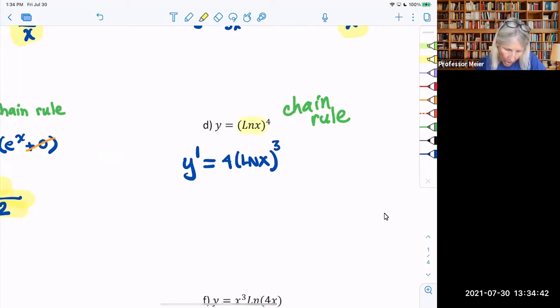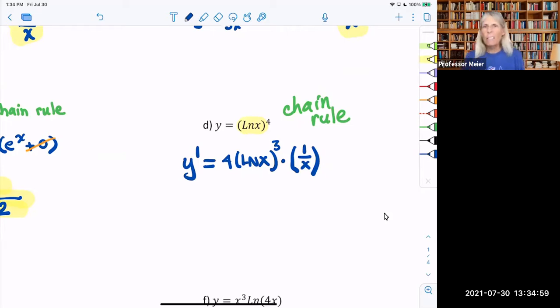So remember, this log of x is the inside function. So then I have to multiply it by the derivative of the inside. Well, we just learned the derivative of natural log of x is 1 over x. And so that would be what this derivative looks like.